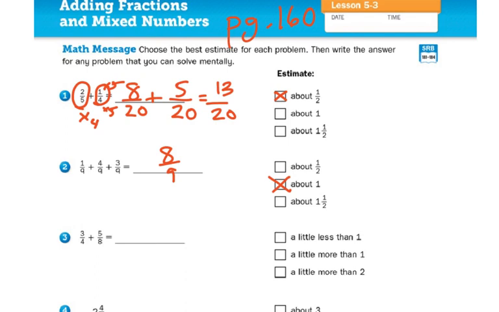Number 3, 3/4 and 5/8. Well, one's a little more than a half and the other one's a little more than half. So I'm going to say it's a little more than 1 whole. I can easily change this one to 8ths by multiplying the denominator and the numerator by 2. So 6/8 plus 5/8 equals 11/8. That's an improper fraction, so I could change it to a mixed number.